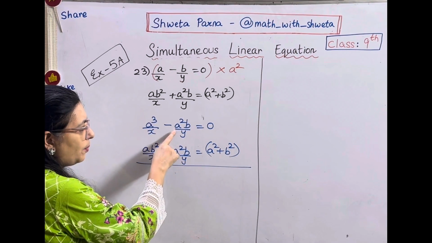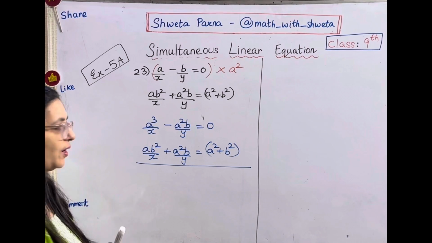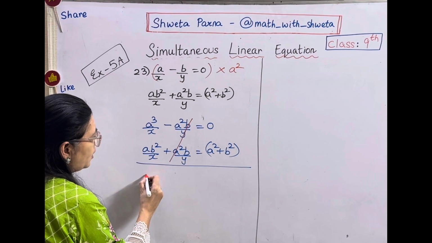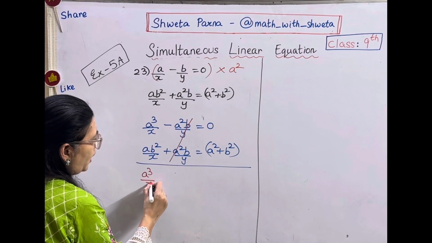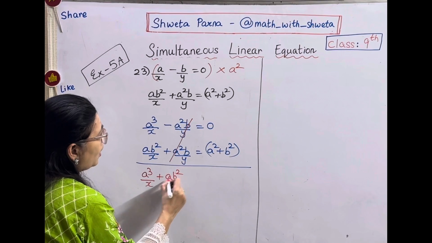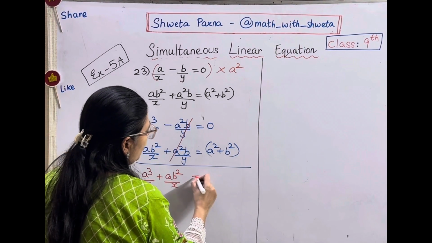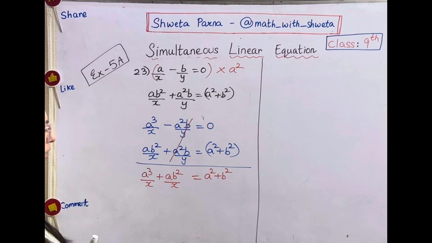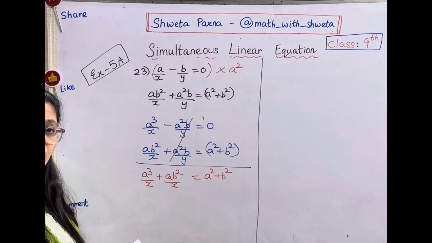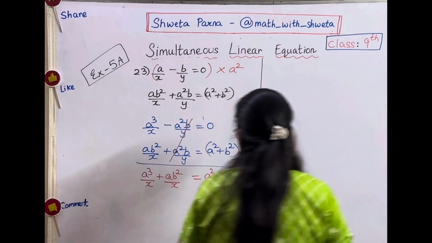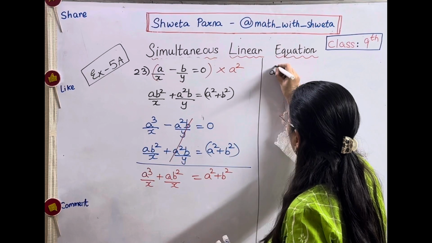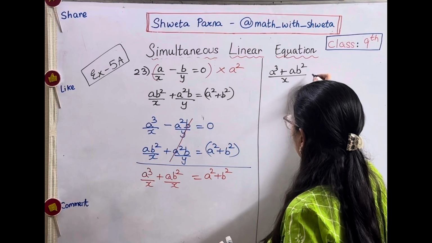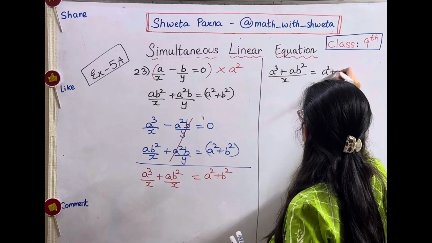Minus a square b upon y plus a square b upon y gets eliminated. Now what are you left with over here? It is a cube upon x plus ab square upon x is equal to a square plus b square. Now, since the denominators are same, you can add it. So when you are adding it, this will become a cube plus ab square upon x is equal to a square plus b square.